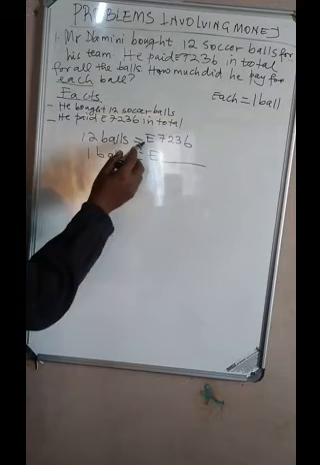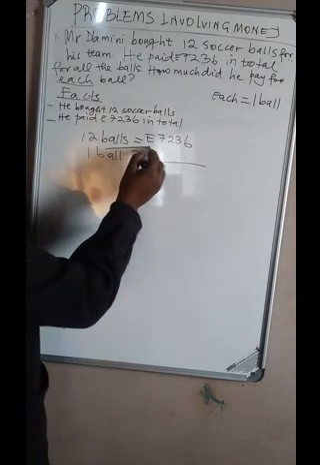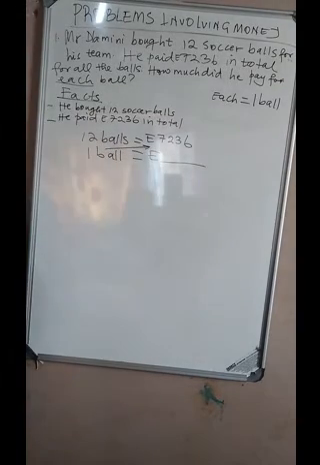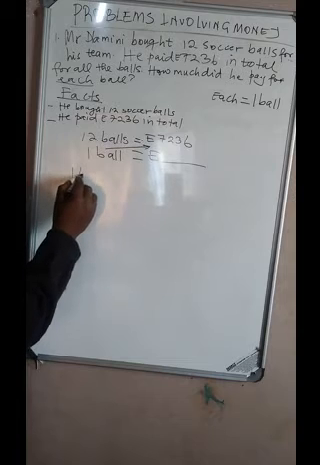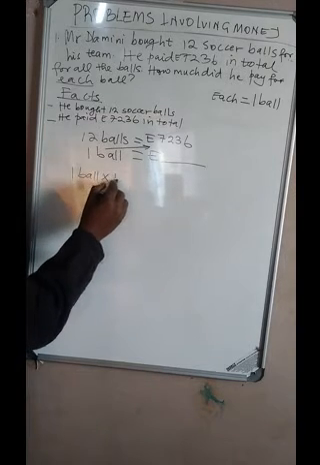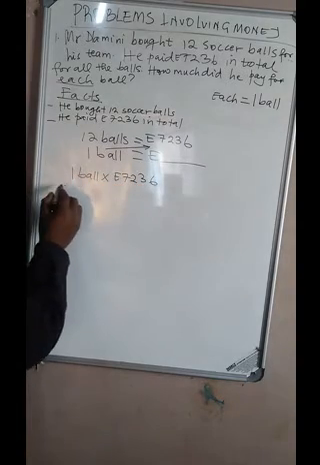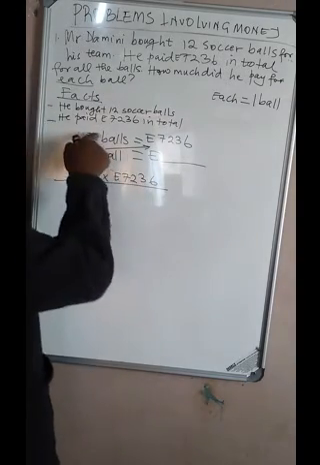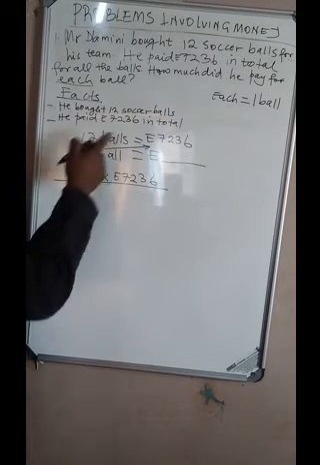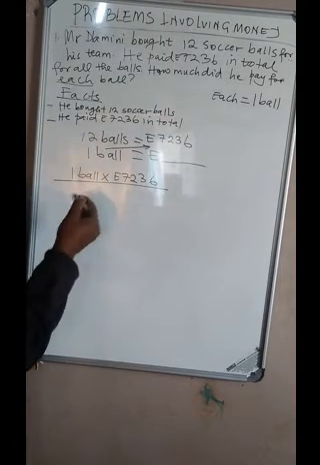Now once you have written it like this, then it becomes clear or easy, because you know that when you have got a situation like this, you just multiply across. We are going to say one ball multiplied by 7,236, and then you divide everything by this number that will be there. In our case, it is 12.